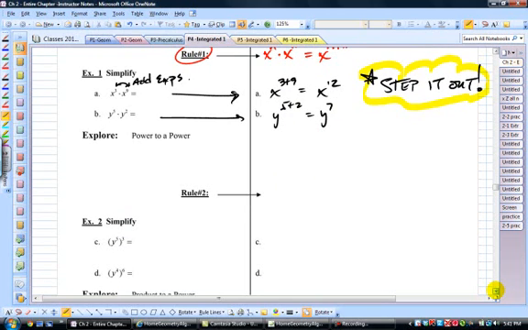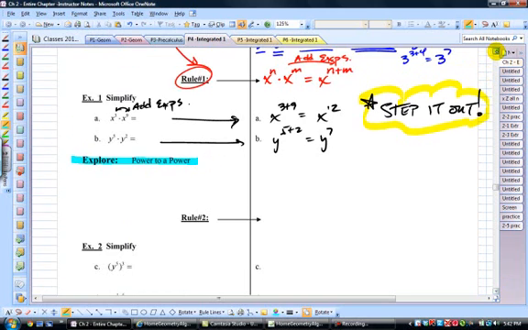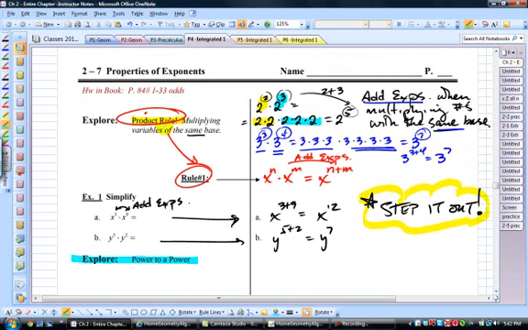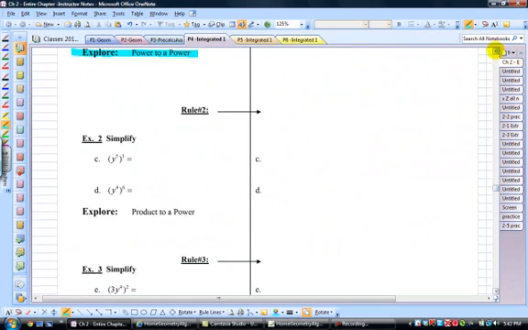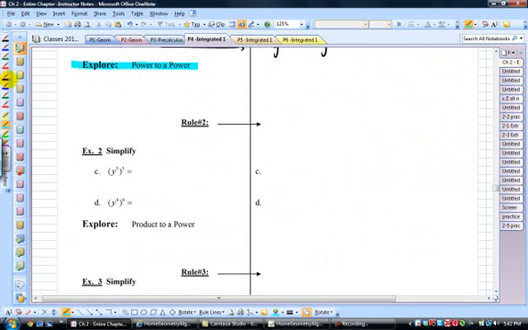All right? The next rule is called power to a power. Let me highlight these here. So the first rule is called the product rule. The second one is called the power to a power. Let's see what this is all about. What is a power raised to another power? Let's take 2 to the second power raised to the third power. This is a power raised to another power. Hence, power to a power.